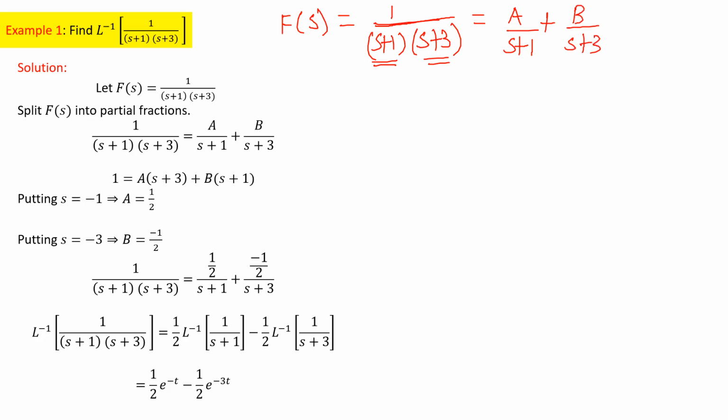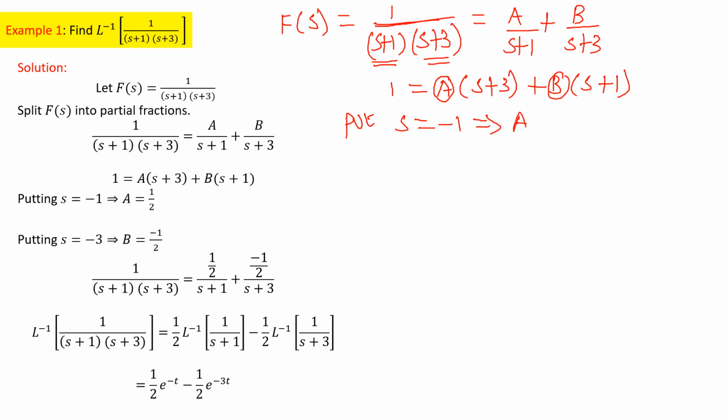By multiplying this equation both sides by (s plus 1) and (s plus 3), that will give you 1 is equal to a times (s plus 3) plus b times (s plus 1). Then I have to find the value of a and b. Let me substitute s equal to minus 1. Then b gets cancelled and I will get a value as 1 over 2. Similarly, if I put s equal to minus 3, a will get cancelled and I will get b value as minus 1 over 2.